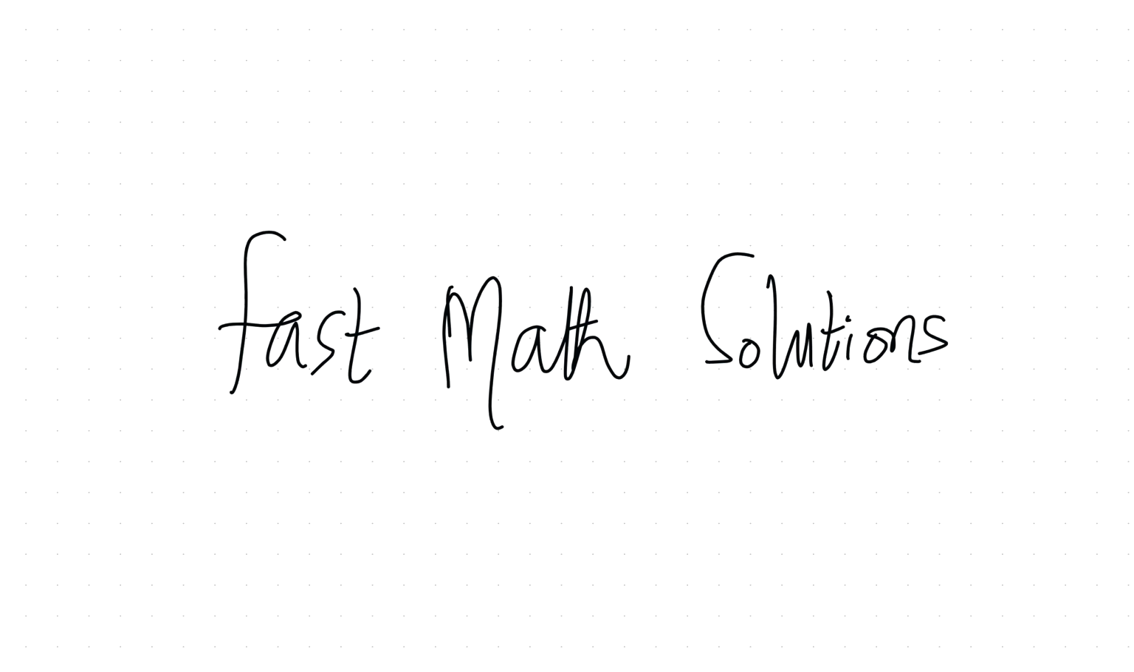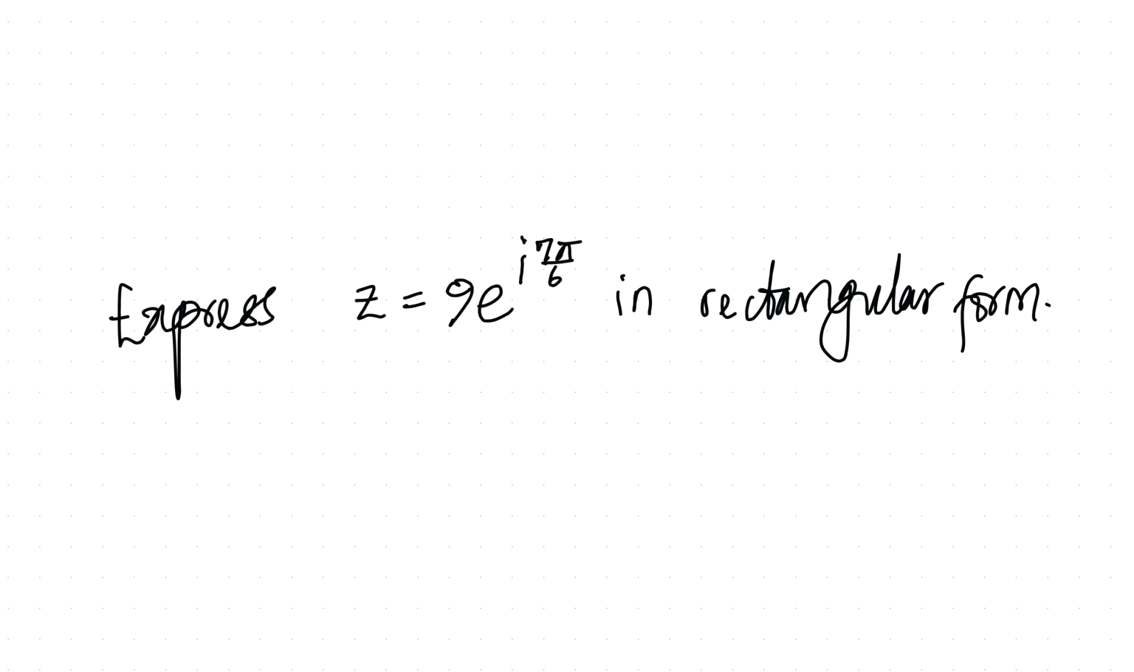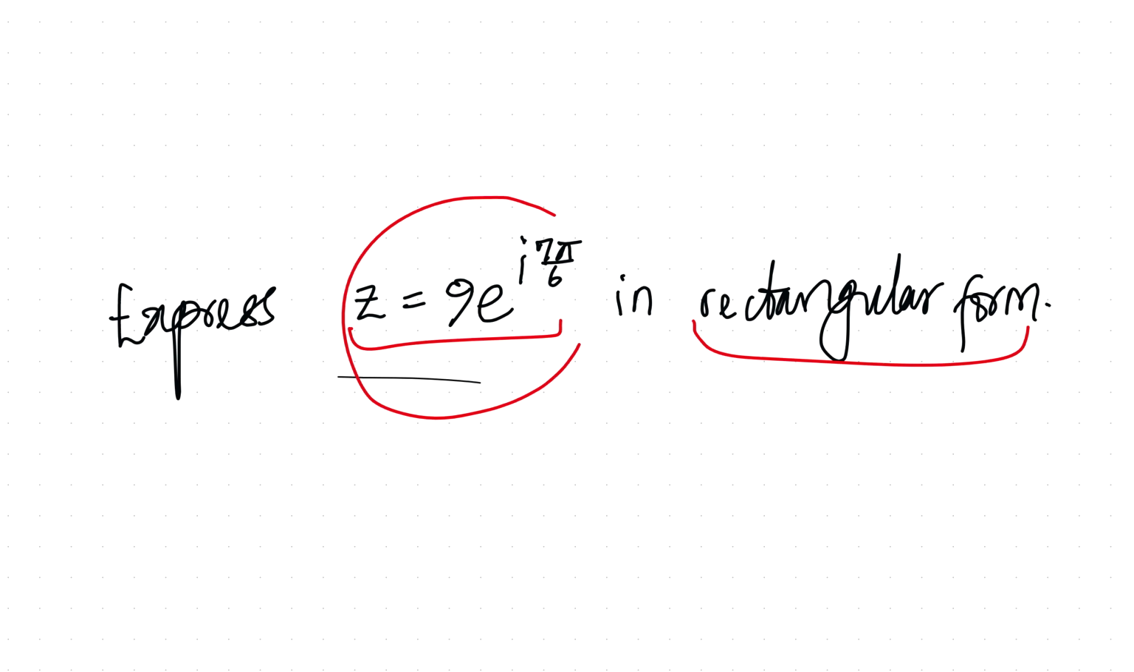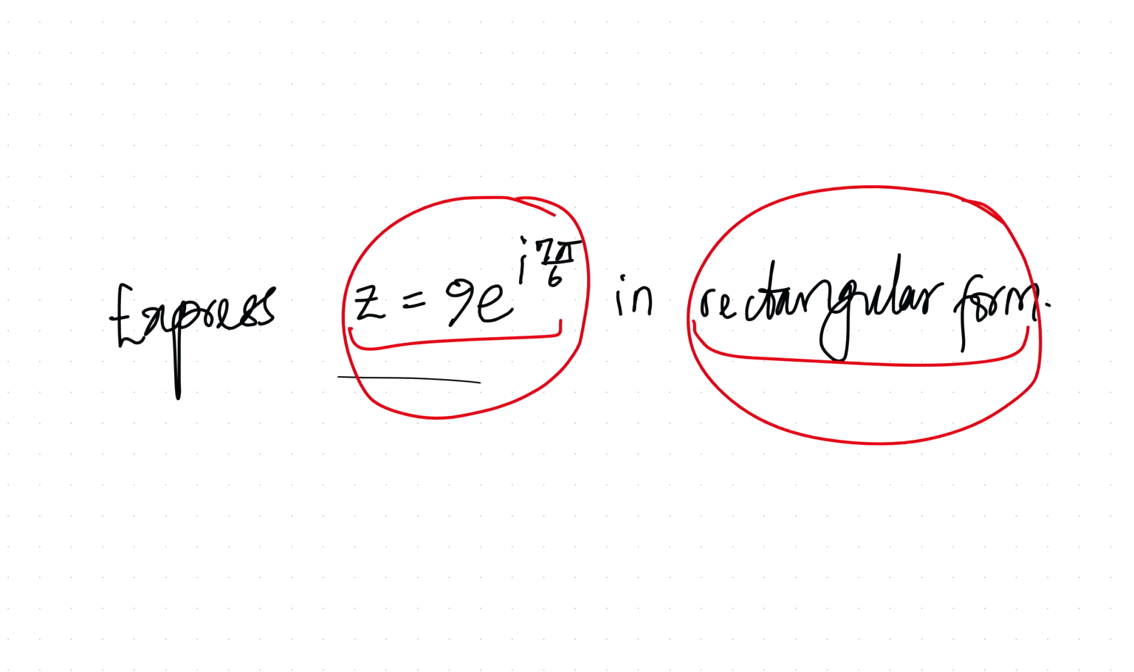In this video, we'll be checking a very cute question, and it is to express Z equals 9e raised to power i7π over 6. We want to express that in rectangular form. Z equals 9e raised to power i7π over 6 in rectangular form. Now, this is exponential form. We want to transform that into rectangular form. Now, let's see how that works.